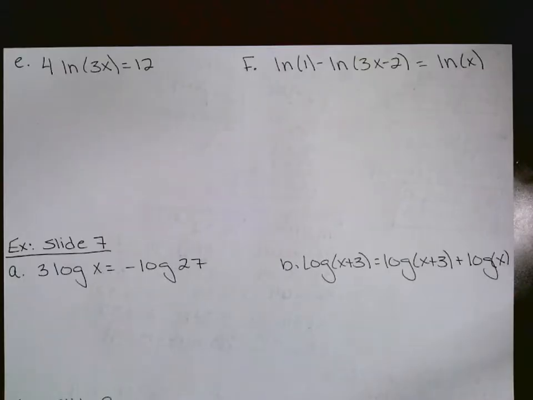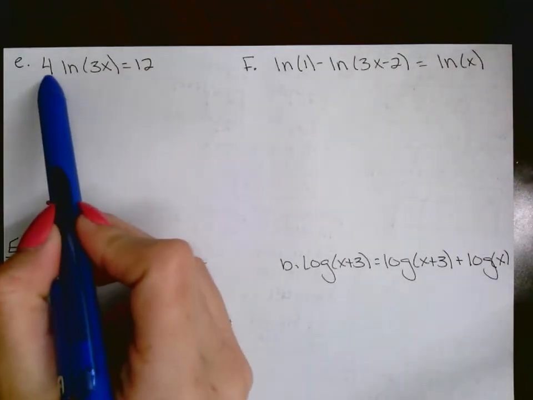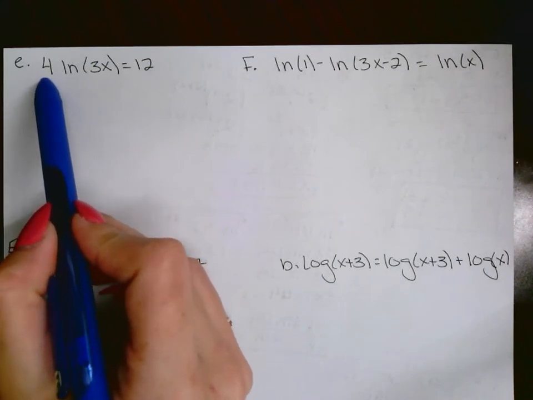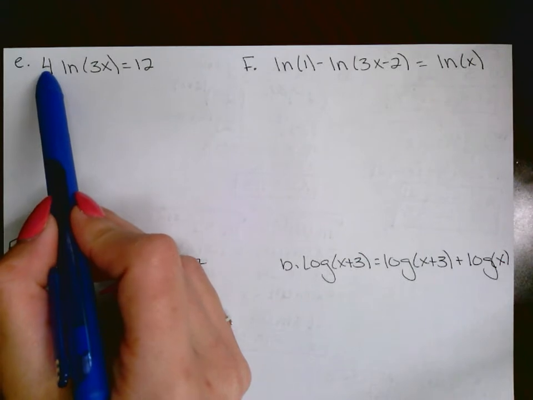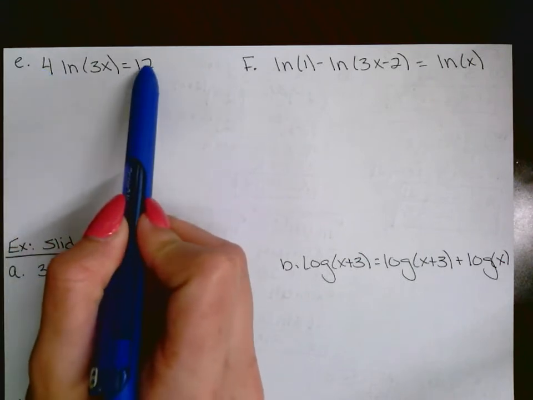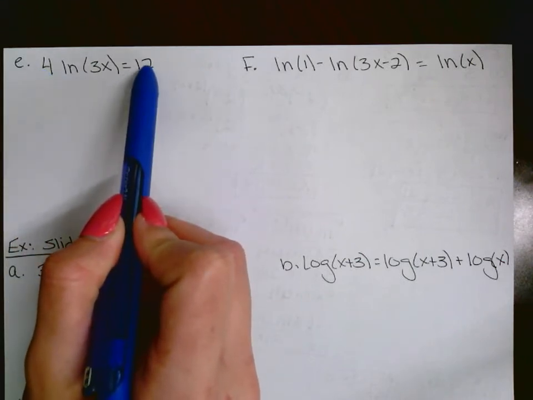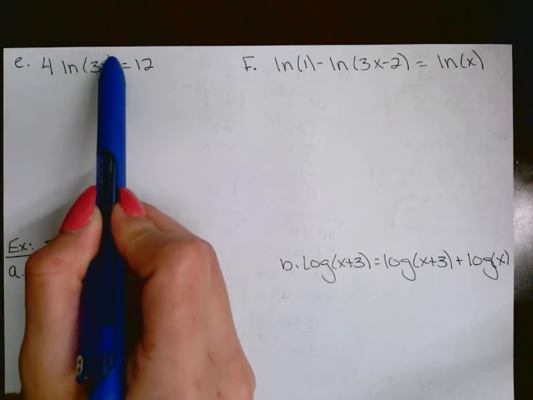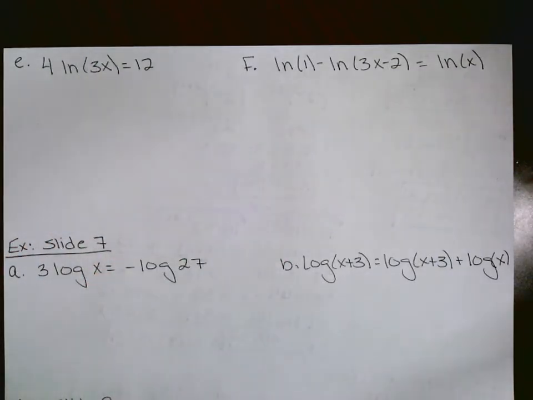All right, so now we're going to start to see some questions that already have a log in the way. Okay? So when I look at this first question here, I have some options. Okay? Let's look at our options first. I can divide this 4 over to the 12, or I also have the rule where I can move this 4 up as an exponent. Which one do you guys want to do?